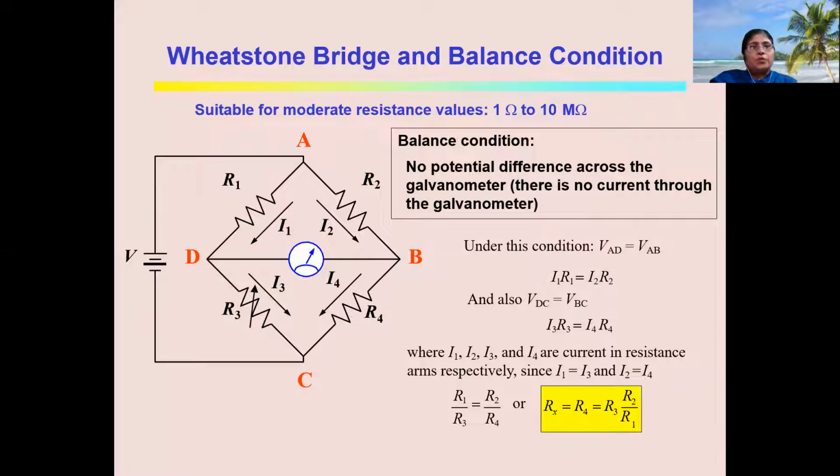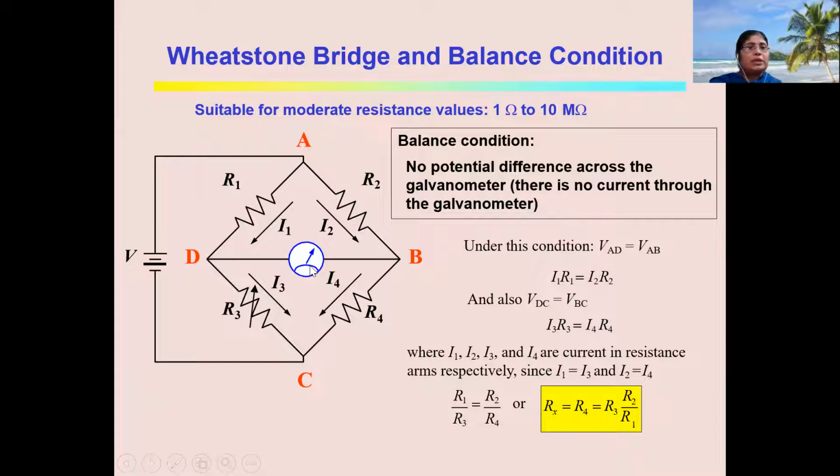Now come to the Wheatstone bridge. This Wheatstone bridge is used for the measurement of resistance. Here the resistances are connected in the 4 arms, R1, R2, R3 and R4. The R2, R3 and R4 values are known, and the unknown value of the resistance is connected in arm A, D. Between A and C, the DC voltage supply is connected, and between B and D, a galvanometer is connected.